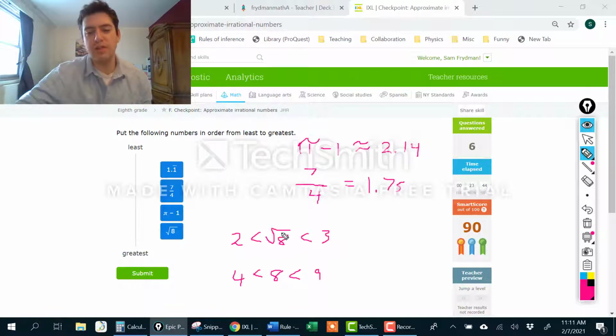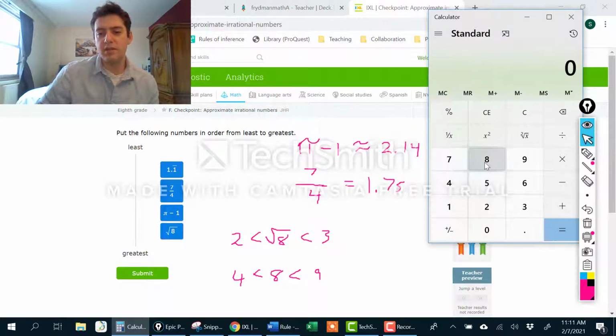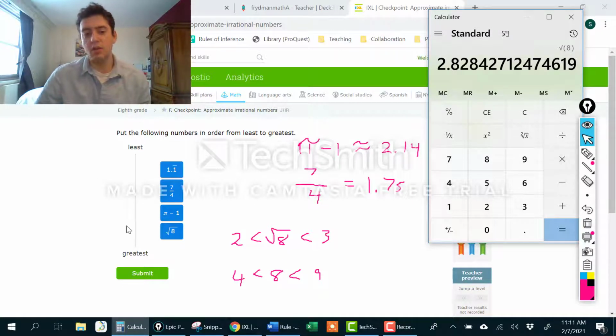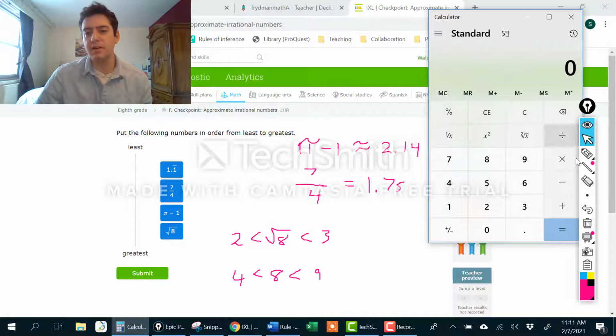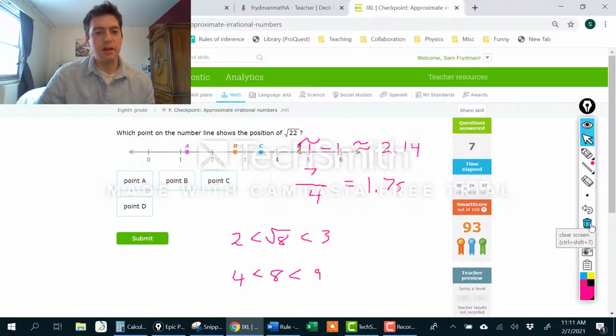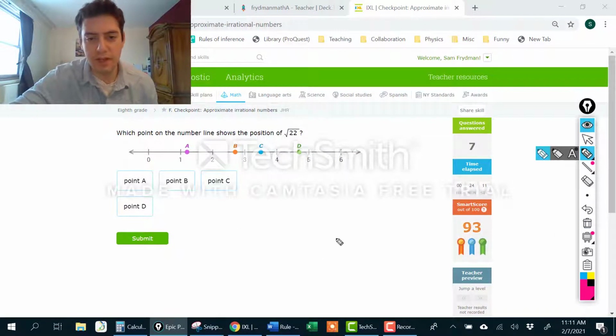So this is going to be my biggest number, but if you're not sure about that, then you can use a calculator. You could say the square root of 8 is 2.8 something. So it's definitely bigger than pi minus 1, which is about 2.14. So that's going to be the order there. The square root of 8 is the biggest here. So let's submit that. Okay, another one of these. These are not too bad, actually. We've done this kind of thing a million times.